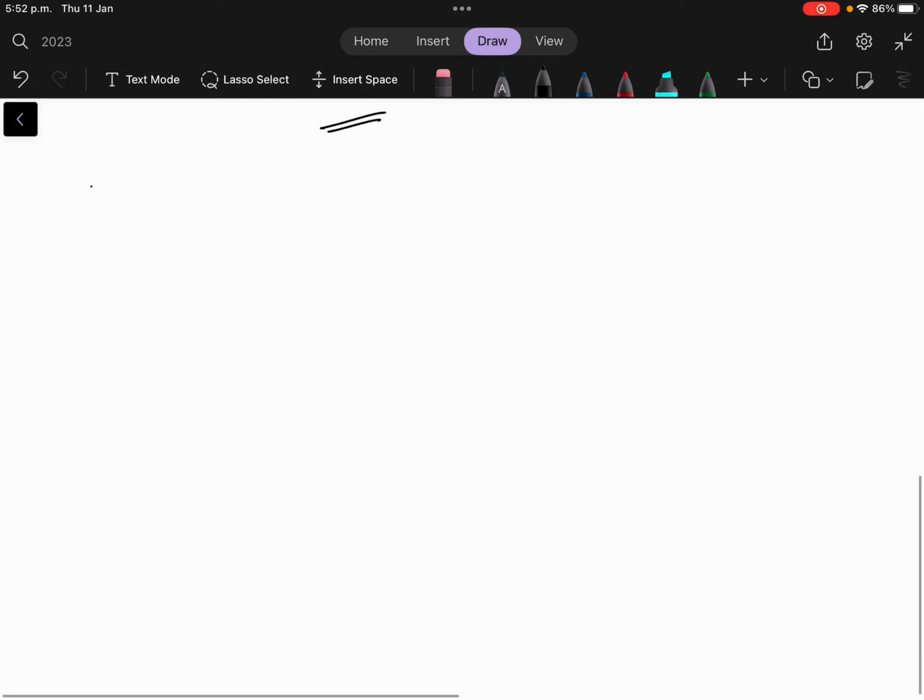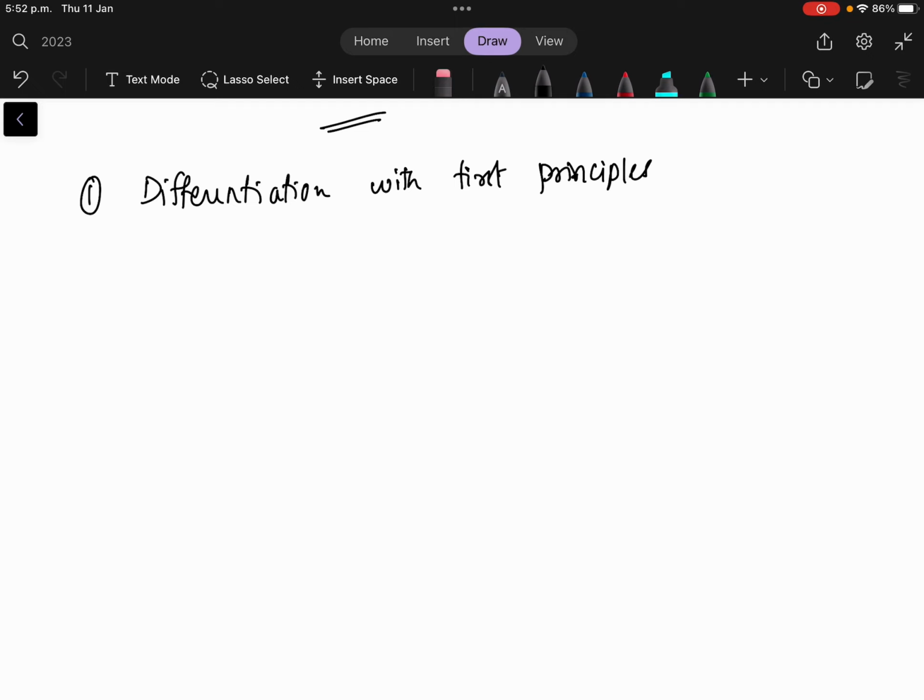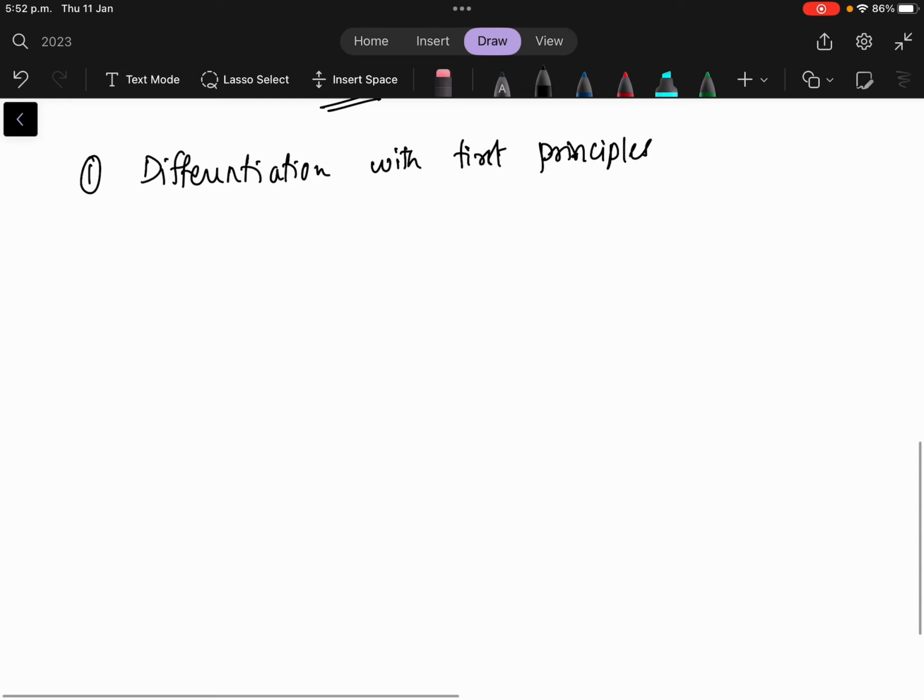So the first one is differentiation from first principles. I'm not going to explain how this formula works, because for the time being we don't need that for our mock. We just need to know how to solve a particular problem when a question comes, to differentiate with respect to first principles.